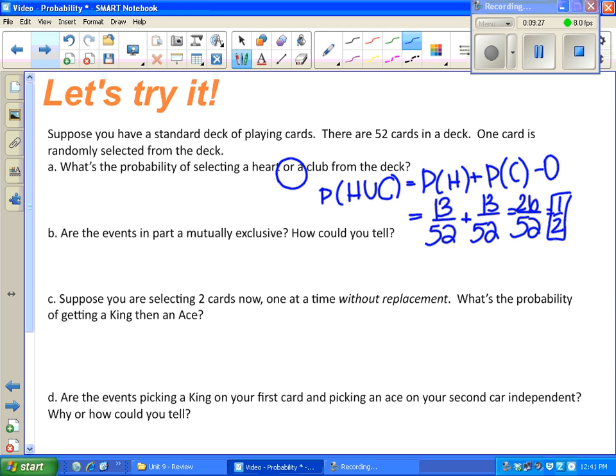All right, B says, are the events in part A mutually exclusive? Yes, they're mutually exclusive. They cannot happen at the same time. You can't pull a heart that's also a club out of the deck.